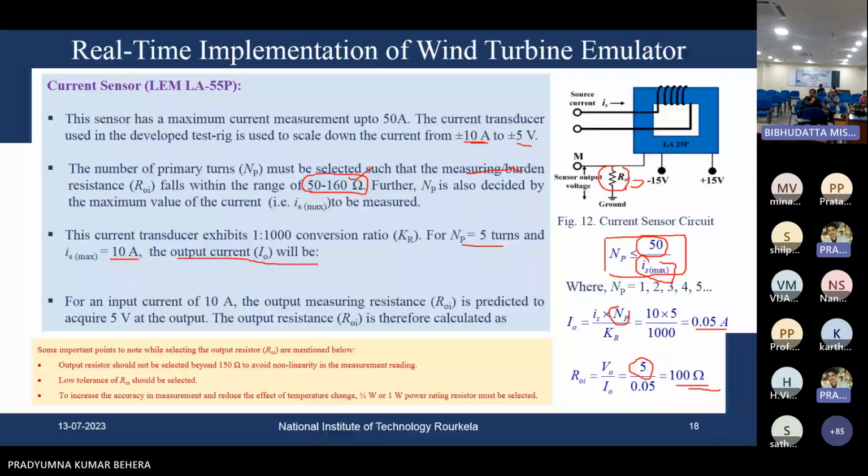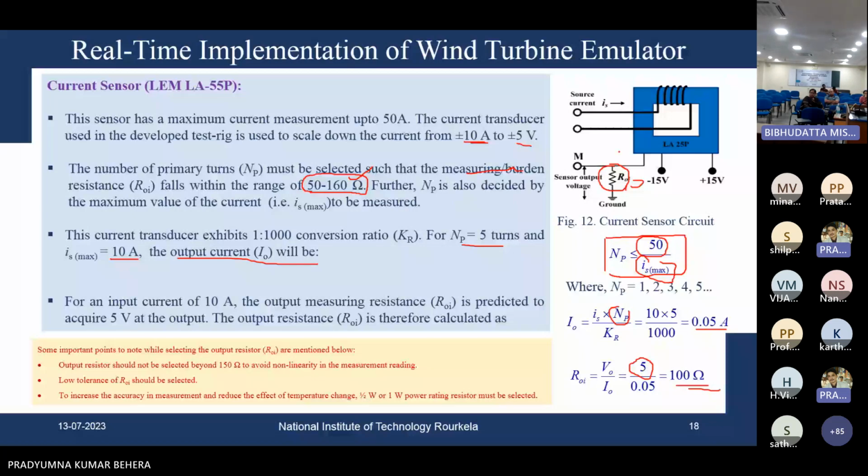There are some important points we should note while selecting the burden resistance. The output resistor or the burden resistance should not be selected beyond 150 ohm, as it introduces nonlinearity in the measurement reading. Further, a low tolerance burden resistance should be selected. Basically, a tolerance of minimum 1% is preferred. And in order to increase the accuracy in measurement and reduce the effect of temperature change, a half watt or 1 watt power rating resistor should be selected.